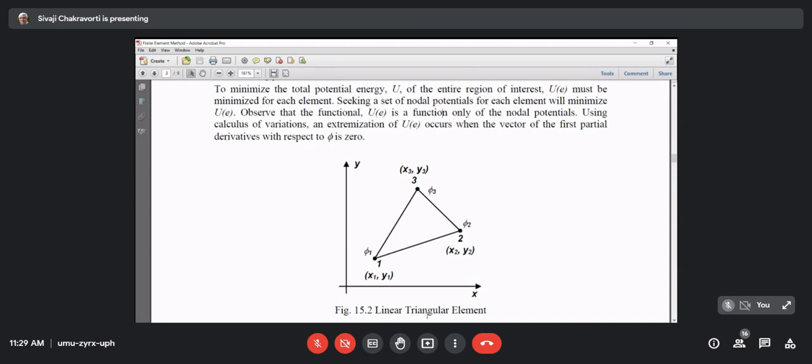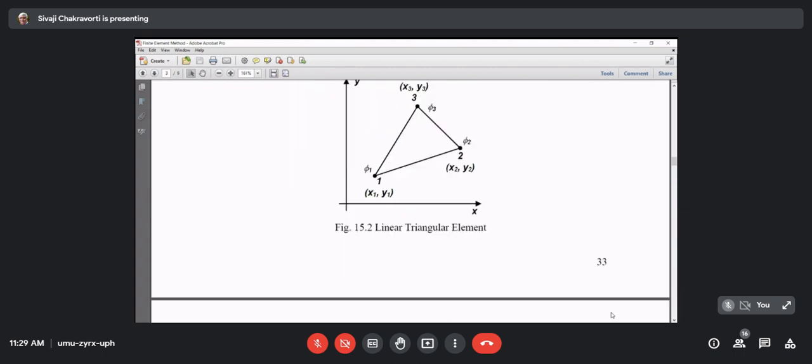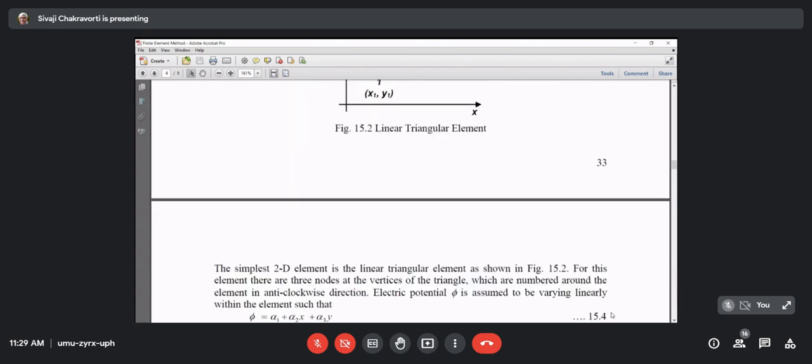Like our target node, if it is 1, then 2 and 3 will be in anti-clockwise direction. You can clearly see here. This is a convention we will follow throughout. And if it is followed for the entire region of interest, then we can show that there will be no problem in deriving the equations. So with this we move forward.